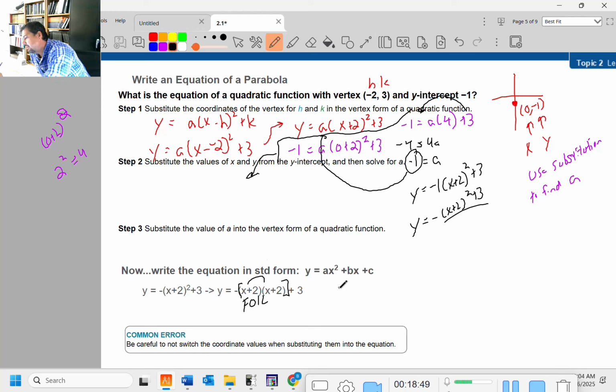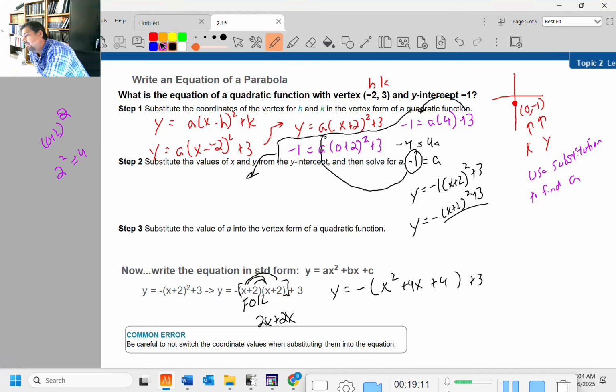X times x is x squared. Now I've got that negative. I'm going to keep it for later. X times x is x squared. 2 times x is 2x. 2 times x is 2x. You put those two x's together, you get 4x. And then 2 times 2 is 4. So I FOILed, then I'm going to add 3.